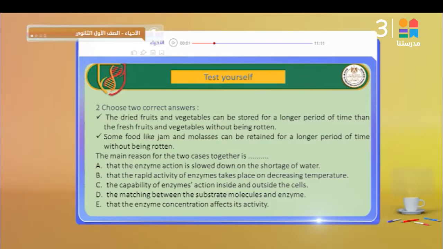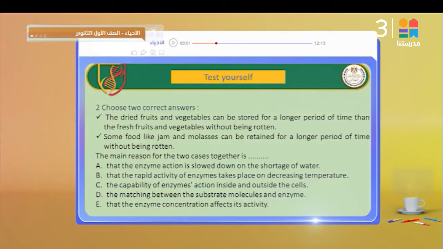The dried fruits and vegetables can be stored for a longer period of time than the fresh fruits and vegetables without being rotten. What is the meaning of this rotten? تتعفن يعني. We said before that the substance found in fruits, water, is essential for life, found in all our lives. عشان كده بنقول الووترز تعتبر activated medium, an appropriate medium for growth of the enzyme of bacteria or pathogens or fungus.